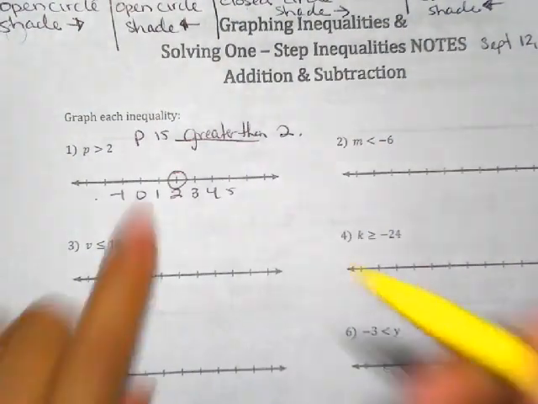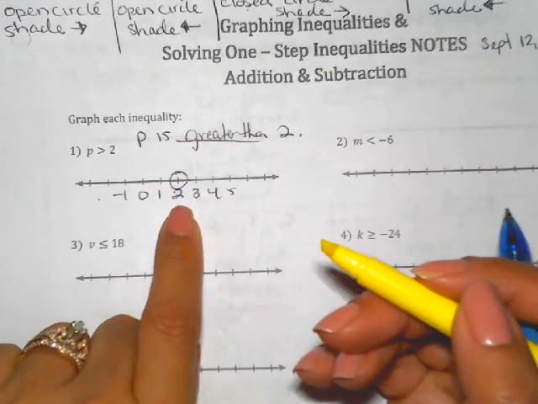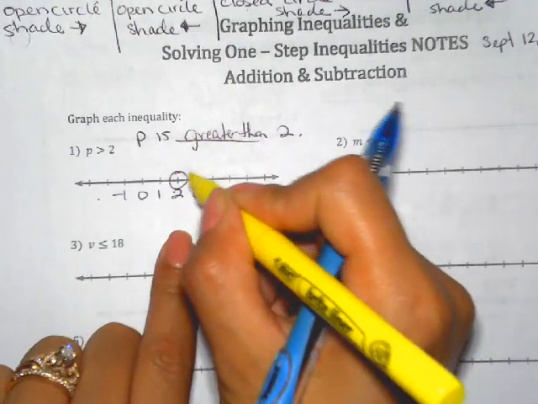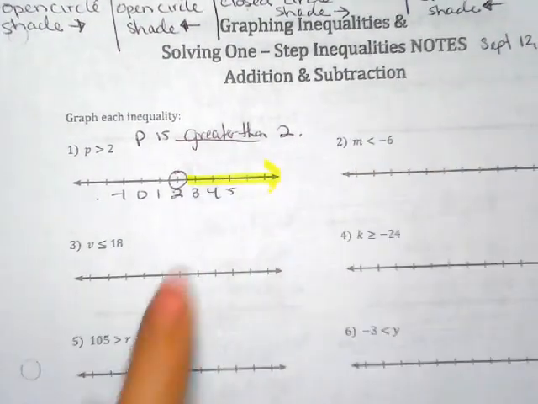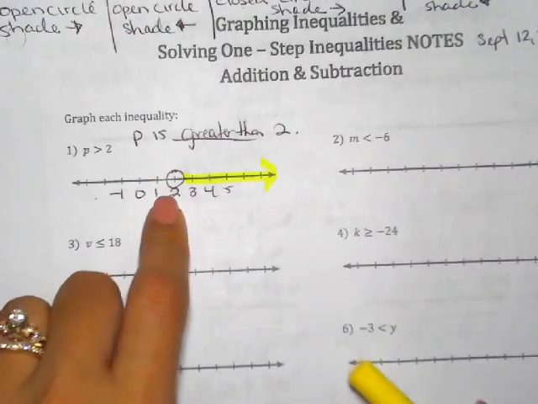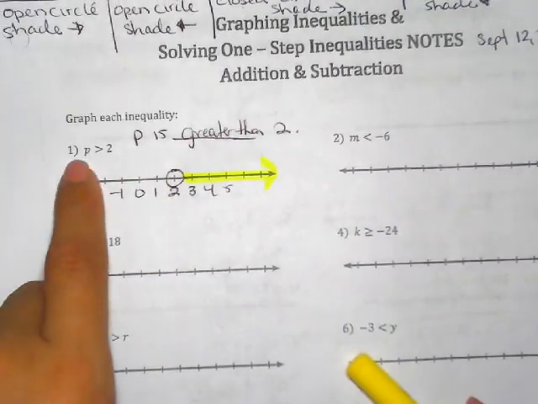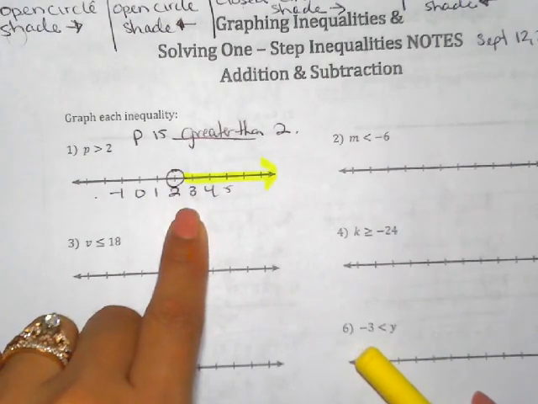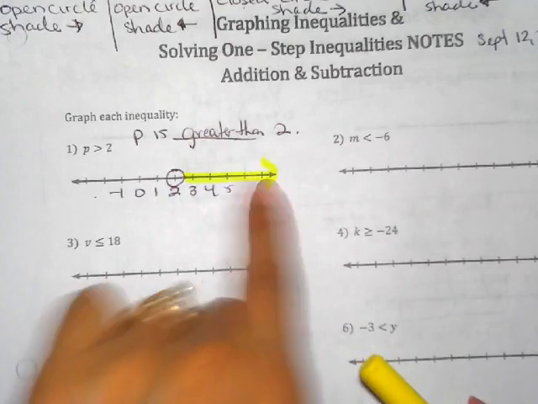And then greater than, all the numbers that are greater than 2 are to what side of the circle? To the right. So 3, 4, 5, all of those are bigger than or greater than 2. Do not color in the circle. What this says is that any number greater than 2 would make this true except 2. Okay? So it's everything to the right except 2.